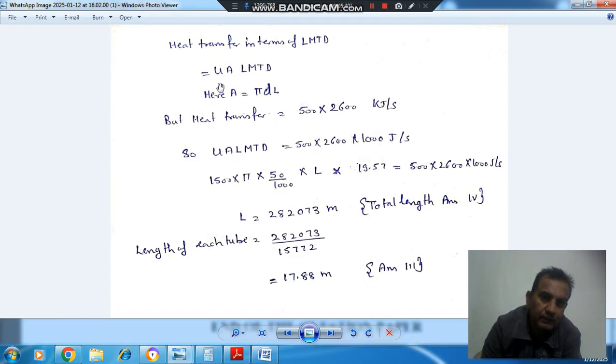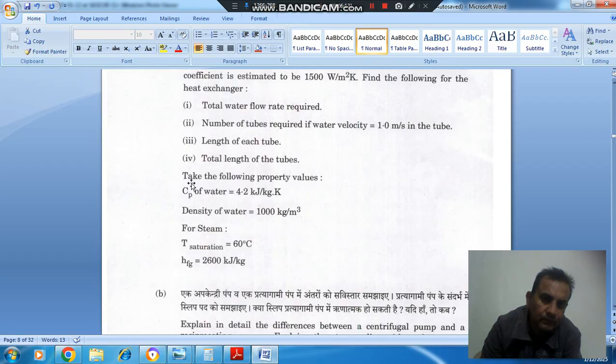Equating these two, heat transfer is also the same as heat loss by steam. So U is 1500, A is pi, diameter is 50 by 1000 meter, and L is length, LMTD is 19.57, and this is equal to 500 into 2600 into 1000. So from this L comes as 282073 meters. So that is the total length of the tube. That is your last part, total length of the tube.